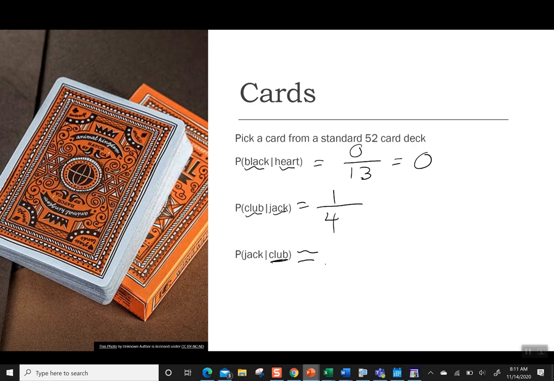Let's look at kind of the same, right? I just flipped it around and I said, well, what's the probability of jack given it's a club? So there's 13 clubs and then one of them's a jack. So what you're seeing every time is whatever's given goes in the denominator. Given goes in the denominator.